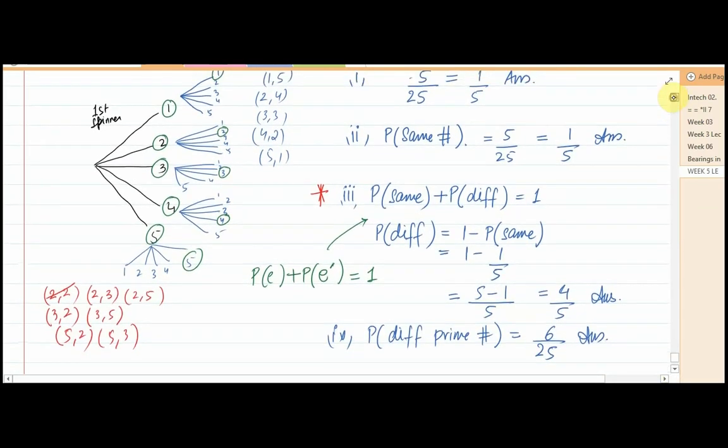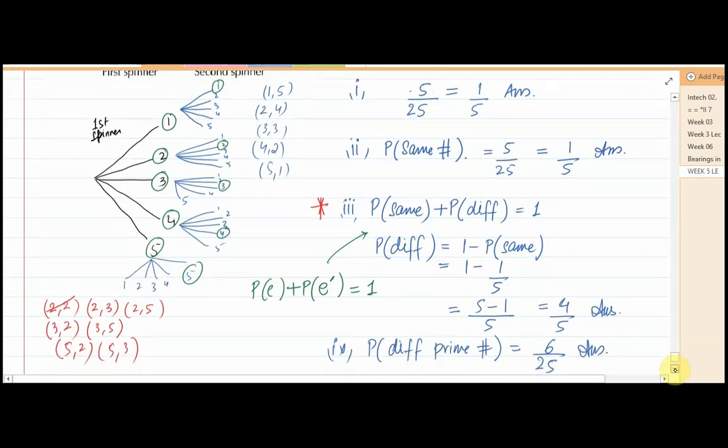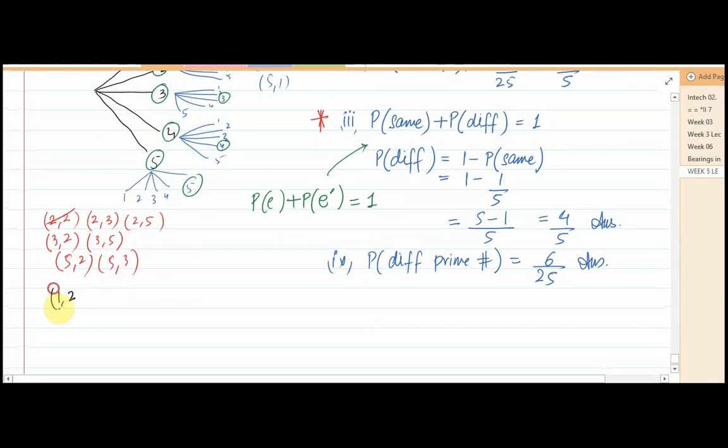Now the possible options are 1, 2. Yes, the number on the first spinner should be less than the second spinner. I am going to attempt it with a black pen. So the possible options are 1, 2, 1, 3, 1, 4, 1, 5. Number on the first spinner should be less than the second spinner. After that, now I cannot take 2, 1 or 2, 2 because the number on the first one should be less than. So it will be 2, 3, 2, 4, 2, 5.